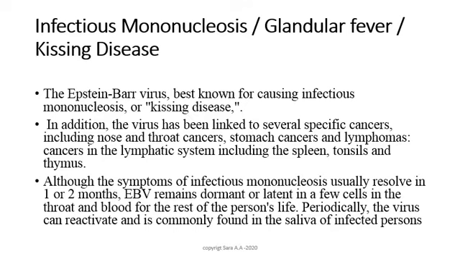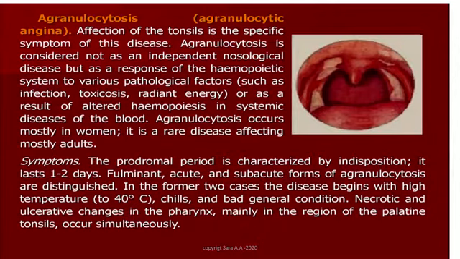The second type of hematological disease is agranulocytic angina. Infection of the tonsils is the specific symptom of this disease. Agranulocytosis is considered not an independent nosological disease but a response of the hematopoietic system to various pathological factors, such as infection, radiant energy, or altered hemopoiesis in systemic disease of the blood. Agranulocytosis occurs mostly in women. It is a rare disease affecting mostly adults.